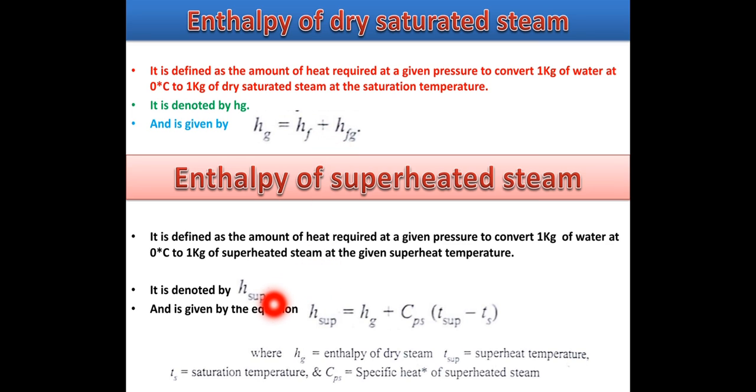Enthalpy of the superheated steam, H super, is equal to Hg plus Cps times the bracket T super minus Ts. Cps means specific heat, T super means superheated temperature, and Ts means saturation temperature.